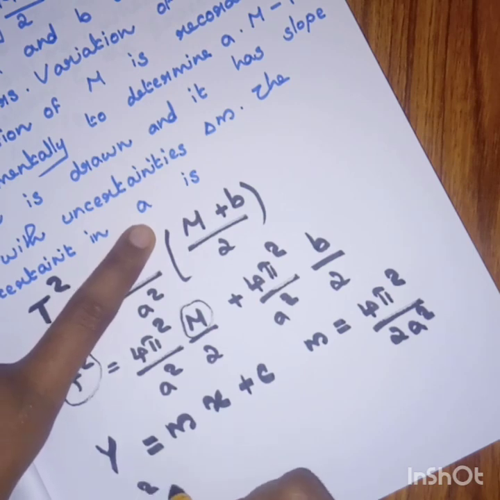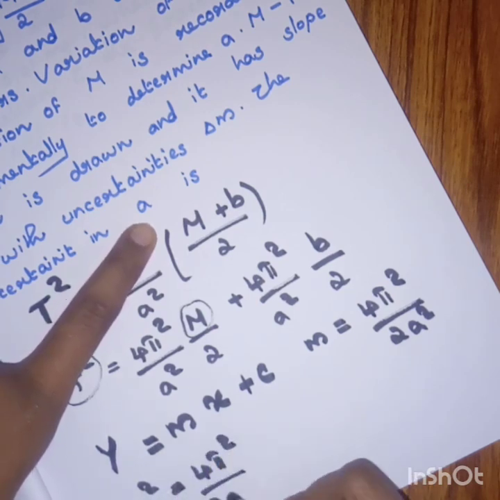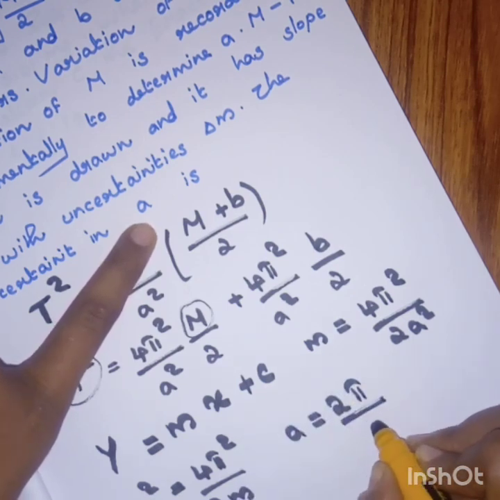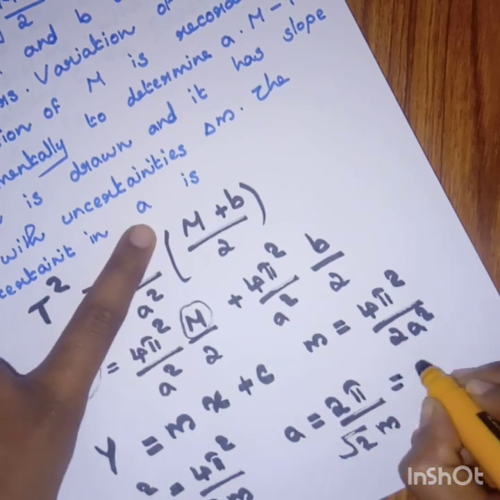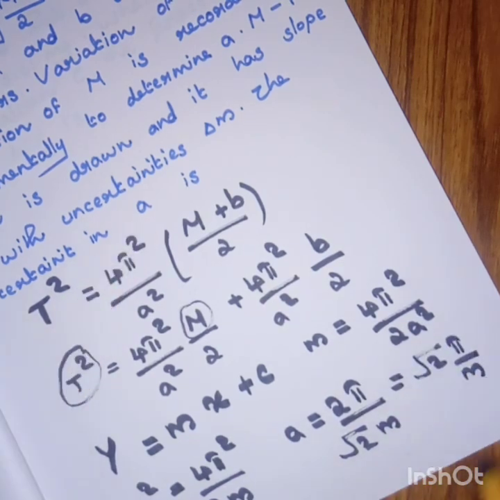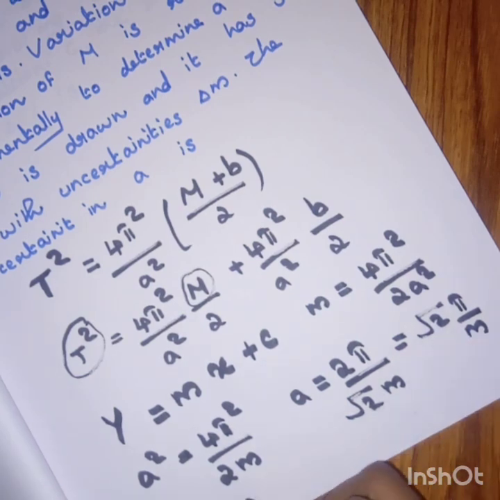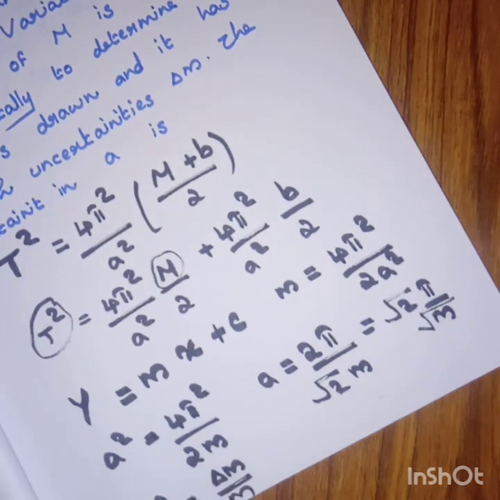That means A square is equal to 4 pi square by m, which is A is equal to 2 pi by root m. That means using the formula of error analysis, delta A by A is equal to the constant going out. That means the power of m is minus 1 by 2, that means 1 by 2 delta m by m.